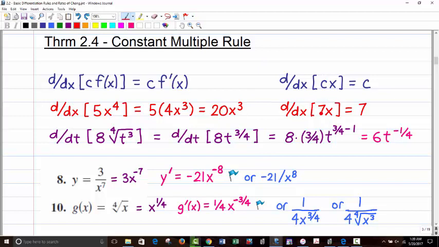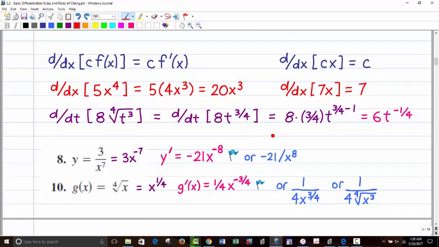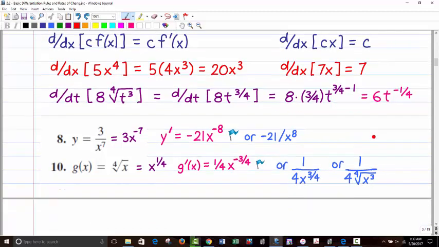So here the derivative of 7x would just be 7. The derivative of x is 1, but the 7 would stay there, so 7 times 1 is 7. Okay, well here I just went to variable t again just to show you, so I have to rewrite that. The 4th root of t cubed is t to the 3/4. Bring down the 3/4, subtract 1. 3/4 minus 1 is negative 1/4, but then 8 times 3/4 would be 6.